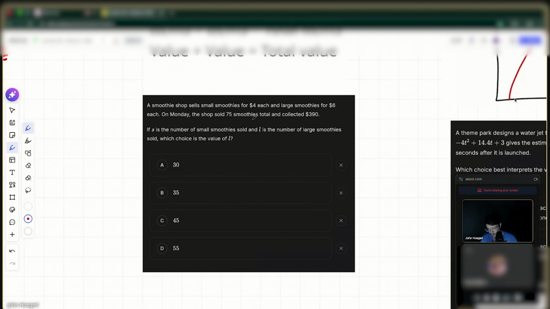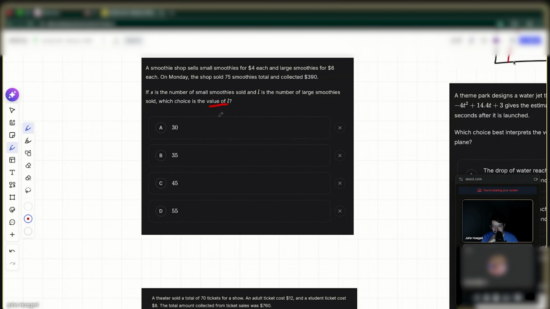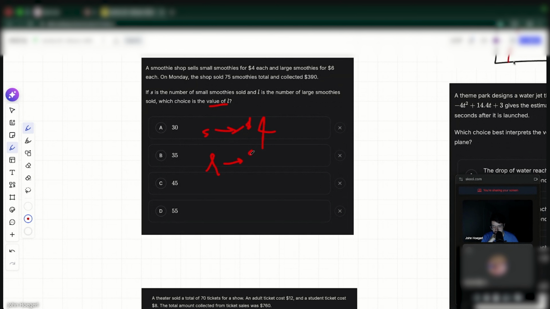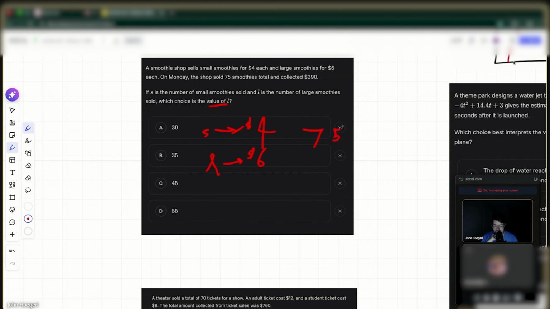Okay, moving on to this one. Smoothie shop, small smoothies, $4 each, large for $6. They sold 75 smoothies and collected $3.90. And then it just gives us some information about the things. So we're trying to find the value of L, which would be the number of large smoothies. For the information here, it's pretty simple. S would be $4 each, and large, I'll say L, would be $6 each. The total ends up being 75 for the amount, and then $3.90 for the amount of money they got. So yeah, pretty simple stuff there. Really not too much more.